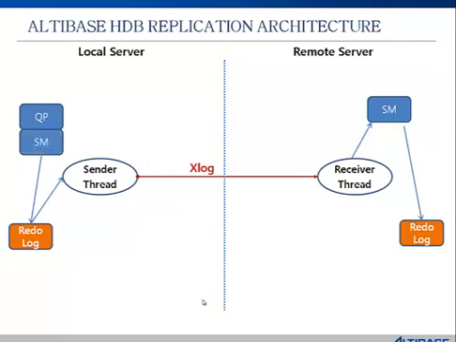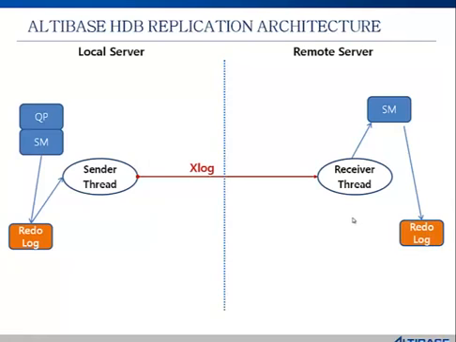Okay, the storage manager writes the contents to the reader log. And that reader log is read by the sender thread, and the sender thread makes the X log and sends it to the receiver thread. So the receiver thread receives the X log and sends it to the storage manager of the remote server. Okay. As you can see from the diagram, there is no query processor in the remote server. It just goes straight to the storage manager, and then the storage manager writes that content to the reader log.